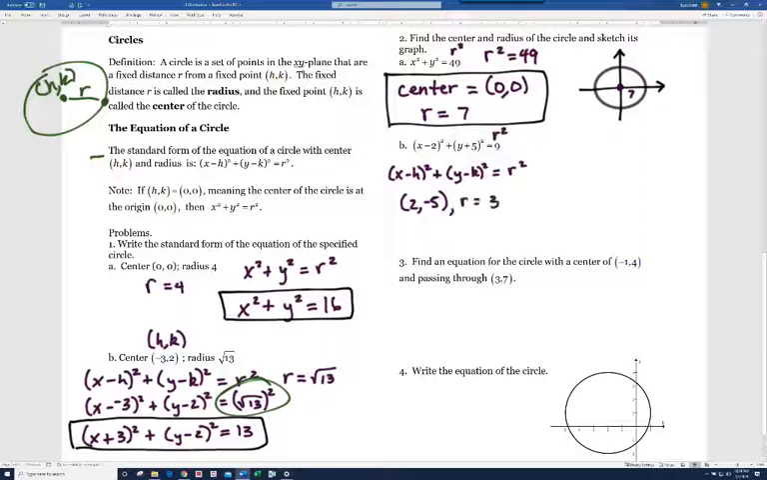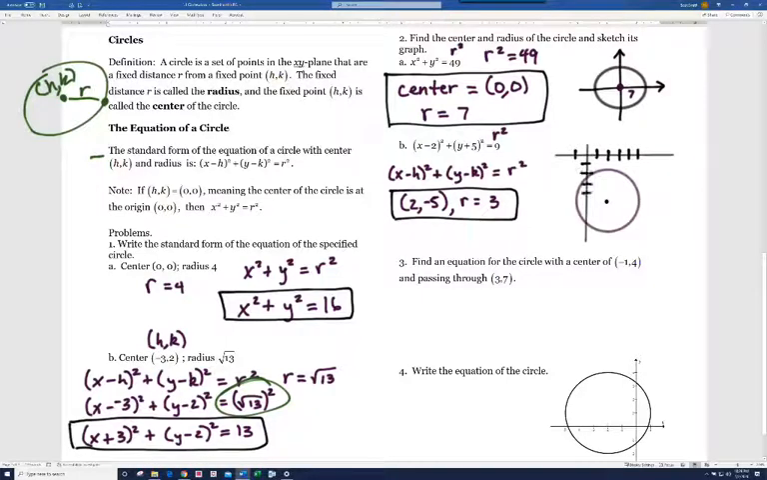That means r is 3. So we need to draw a circle that's centered at 2, negative 5 with a radius of 3. It's a little bit difficult without having a nice grid to work with, but it should look something like this. All right, so I would encourage you to try 3 and 4 and see if you can figure those out. 3 is a little bit more challenging, but you've got everything you need in order to do that problem based on what we've done so far.